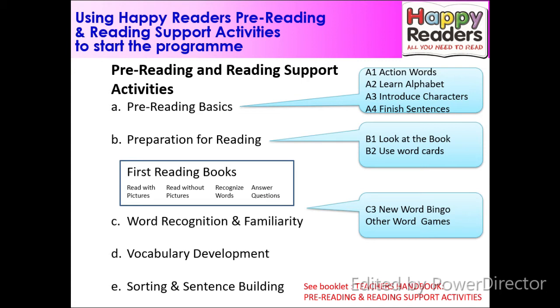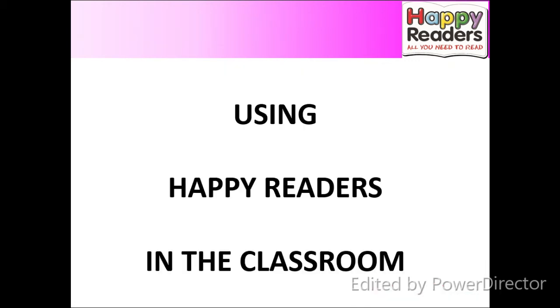As we get into preparation for reading, we have a couple of activities for looking at the book and using word cards. We then read the first reading books, book 1, 2, 3, 4, 5, up to 9. After each one, we can do exercises in word recognition and familiarity, vocabulary development, sorting and sentence building. Some of those games, like the new word bingo game, we do after each book, and we'll be doing that in detail and hopefully enacting it as part of this training session.